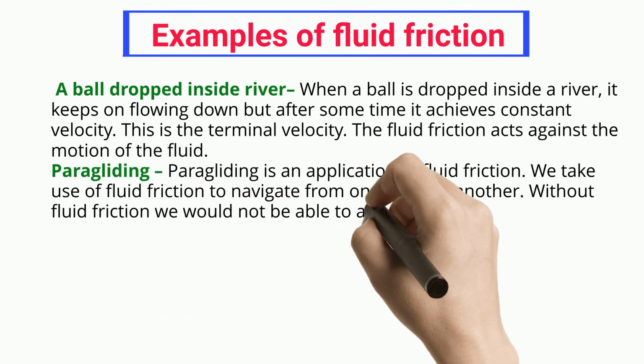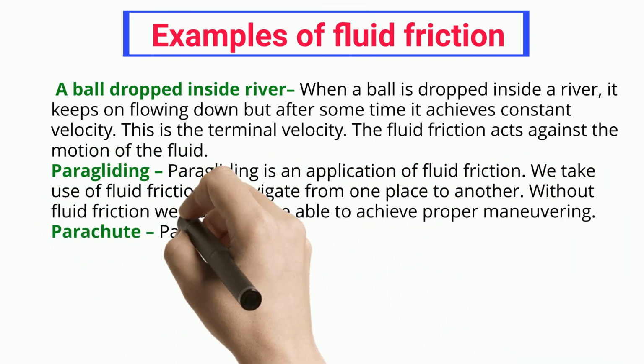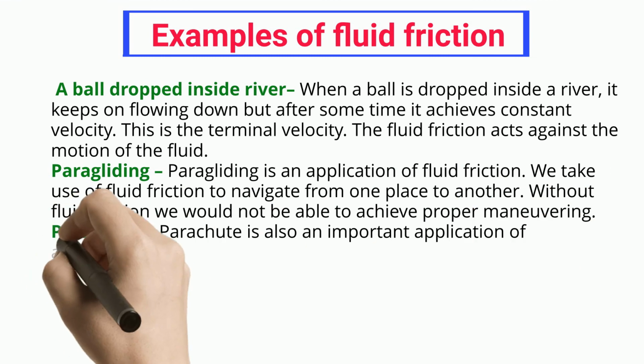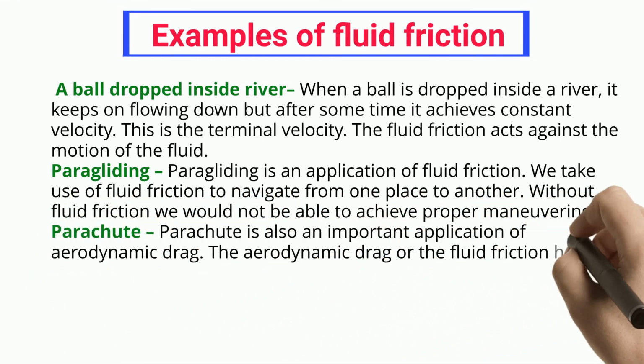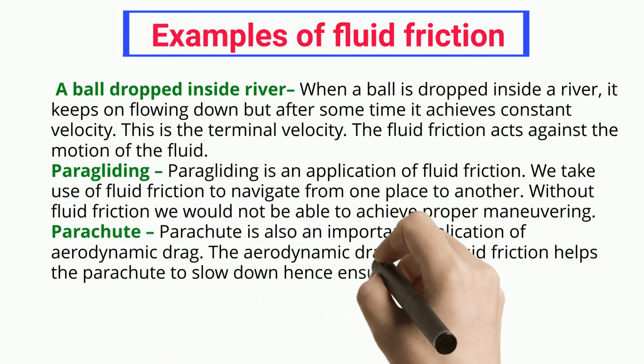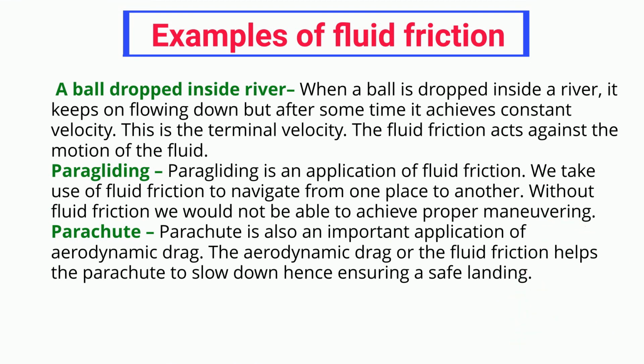Paragliding. Paragliding is an application of fluid friction. We make use of fluid friction to navigate from one place to another. Without fluid friction, we would not be able to achieve proper maneuvering. Parachute. A parachute is also an important application of aerodynamic drag, where the fluid friction helps the parachute to slow down, hence ensuring a safe landing.